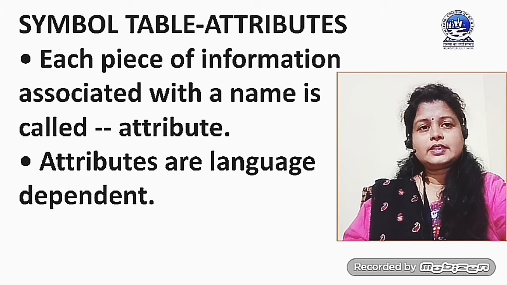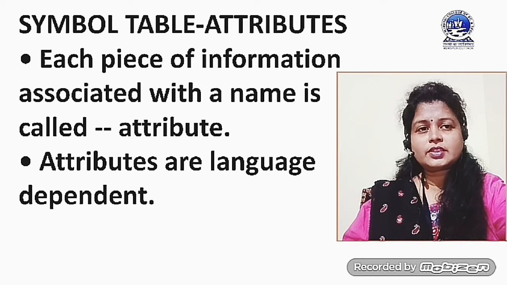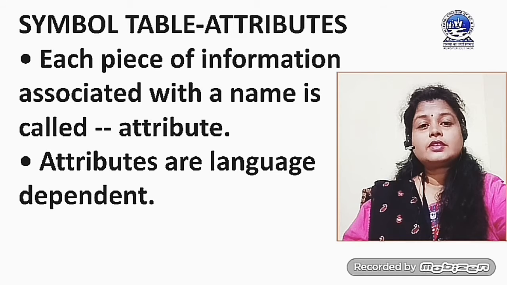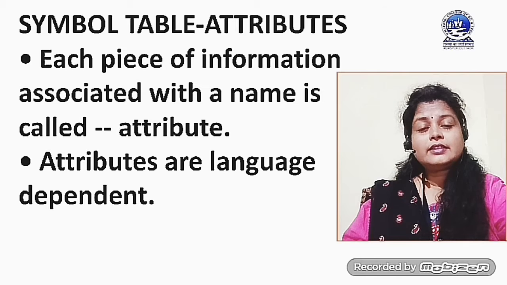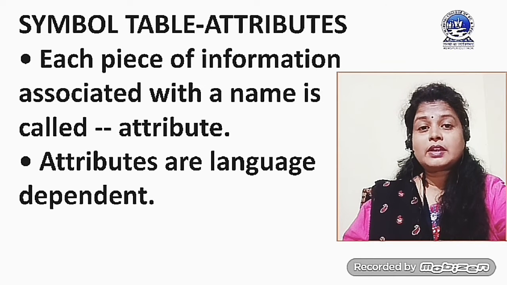Now we will discuss symbol table attributes. What is the meaning of attribute? Each piece of information associated with a name is called an attribute. For example, suppose you have used one integer variable a, then a is the symbol table entry and the attributes associated with a are int, and whether it is local or global, which means the scope of the variable, etc. All are attributes.